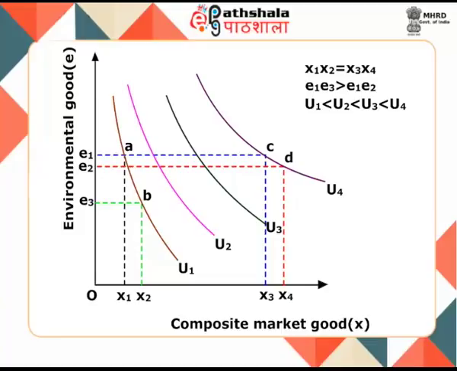When the consumption of market goods increases, the consumer values the environmental good more, where he is ready to give up X3, X4 units of market good for a small quantity of E, as compared to lower indifference curves where he will be ready to give up the same quantity of market goods only for a higher quantity of E.